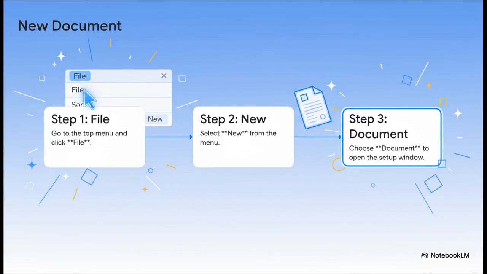Okay, to get started, all we have to do is go to the top menu. Just click File, then New, and finally select Document. That's going to pop open the New Document window, and that's where we'll plug in all our settings.